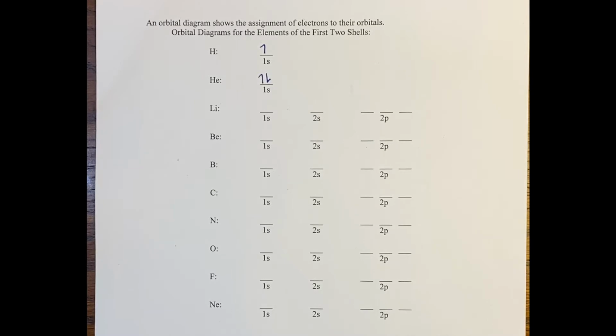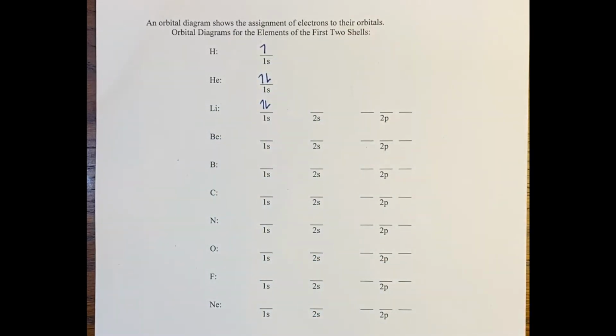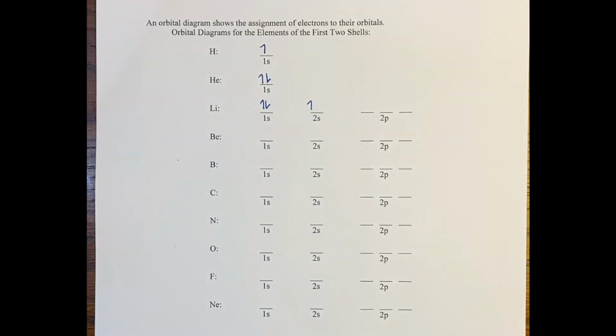As I go to lithium, lithium has an atomic number of 3. That means I need to place 3 electrons into the lowest energy orbitals. Electrons 1 and 2 are going to go into the 1s orbital, just as they did for hydrogen and helium. Electron number 3 is then going to go into the next lowest energy orbital, and that's going to be the 2s. So for lithium, its 3 electrons are placed in the 1s and the 2s orbitals.